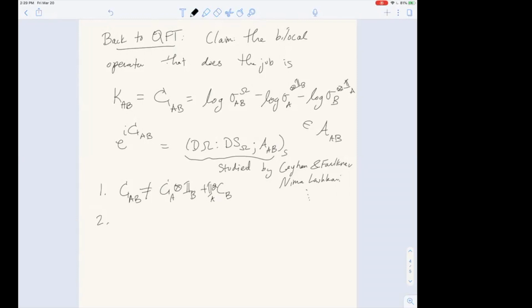And the second fact about this operator is that its expectation value in the vacuum is equal to the mutual information in the vacuum between the two regions.